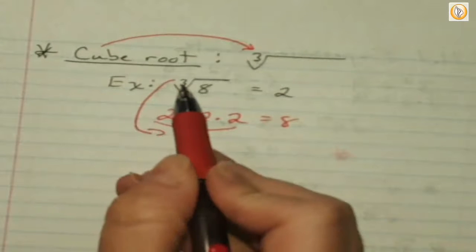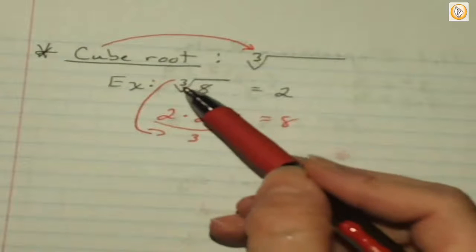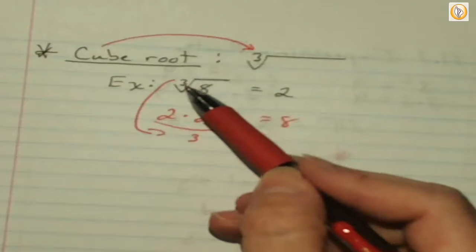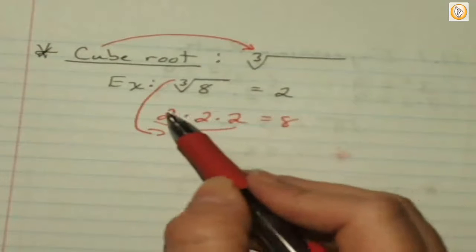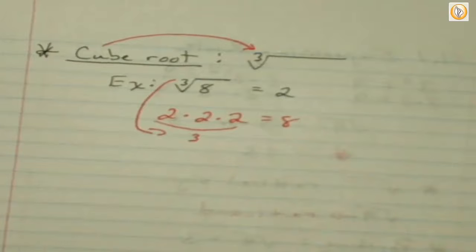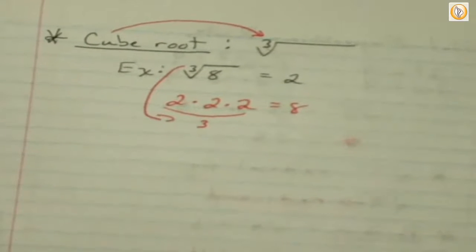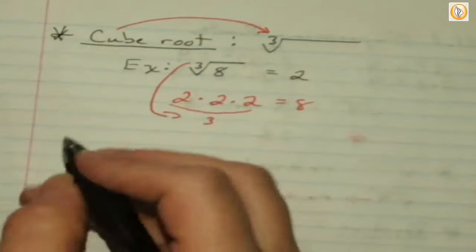So whenever you see this number, it could be a 5, it could be a 4, whatever they have here, they're looking for the root that's multiplied 3 times to get that number. Does that make sense? Yes. Okay. All right.